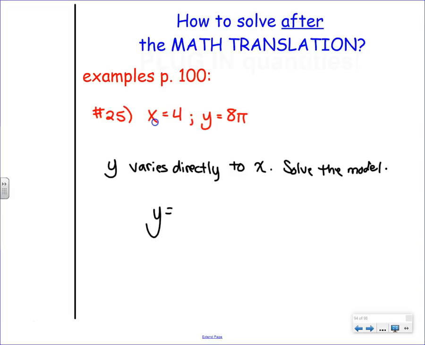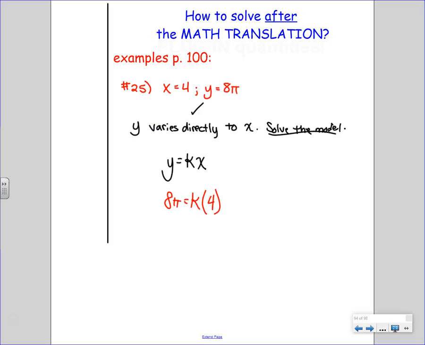So we start here, y equals k times x. That's accomplishing this first task, we've translated it. But what do we still have to do? Solve. How do we do that? Plug it in. Plug in the 8 pi, substitution. We don't know k, that's the point. We plug in 4, and say, if y is 8 pi when x is 4, and I know it has this relationship, solve for k. What do we get?